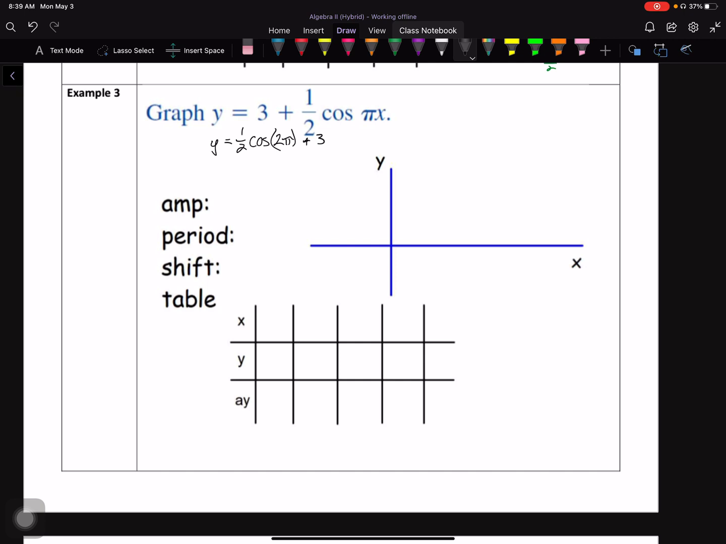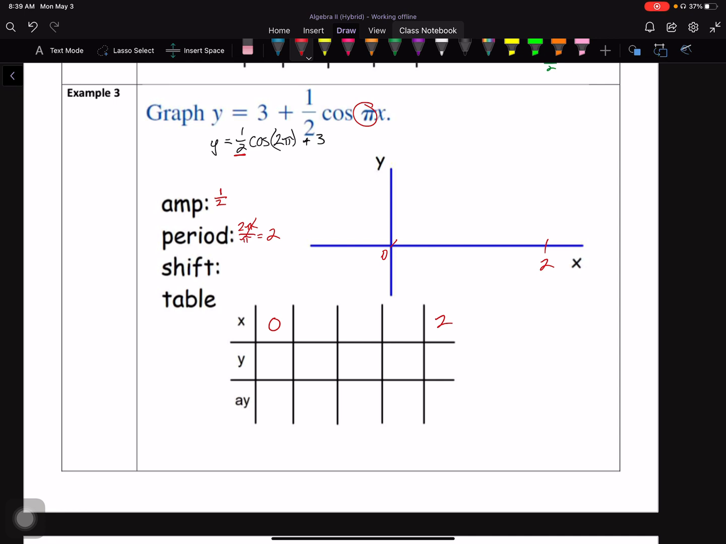So starting from the beginning, first of all, the amplitude is our a value here. So we are going up 1/2 and down 1/2. And again, that's from wherever our shift occurs because that's going to be our new horizontal axis. The period is 2 pi divided by our b value. Here's b, so 2 pi divided by pi is just 2. So that means I'm starting at 0 and I'm ending out here at 2. So a little bit different than what we're used to.